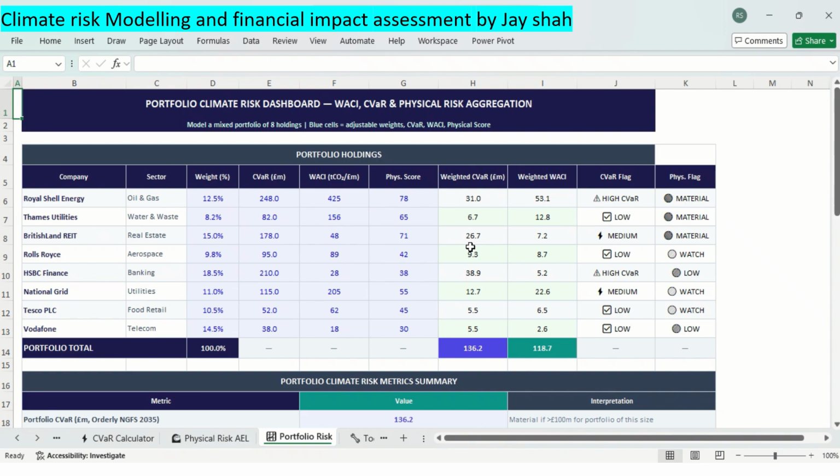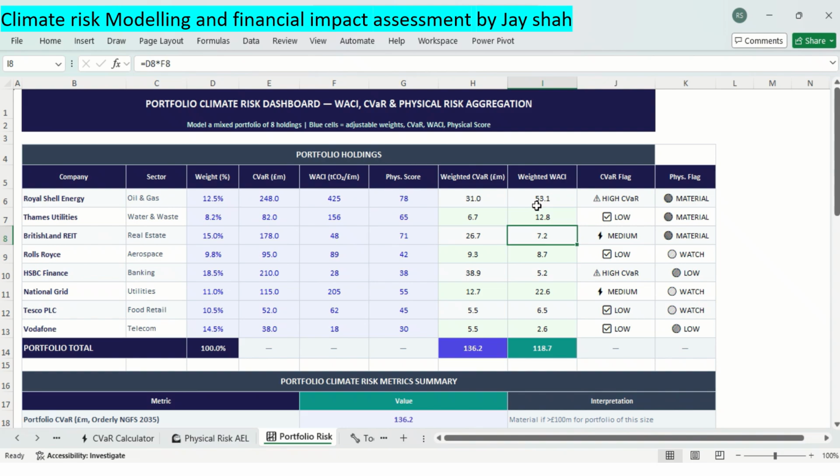So here I just quickly explain the input columns from column D to column G, which are weight, CVaR, WACI, physical scores, etc. The formula columns cover H to K, which are weighted CVaR, weighted WACI, CVaR flag, and physical flag. So it will be calculated automatically, and as I already mentioned, that formula is very important for you. So now you understand how it looks for any kind of sector.